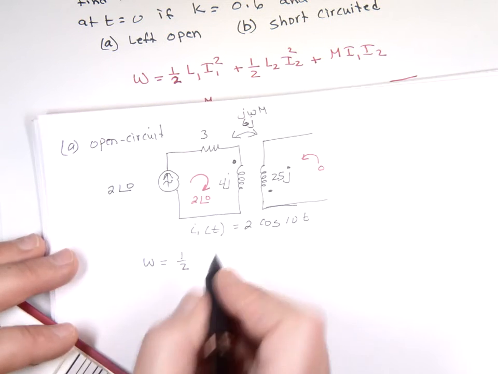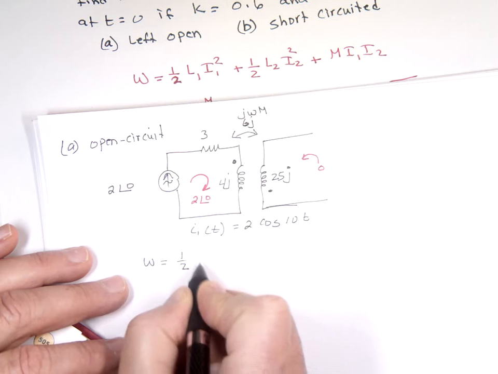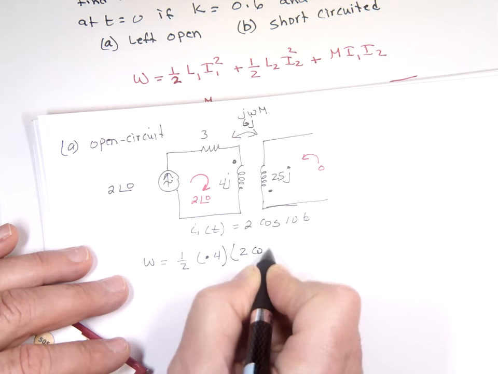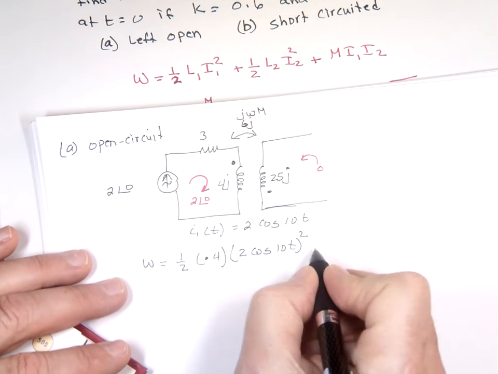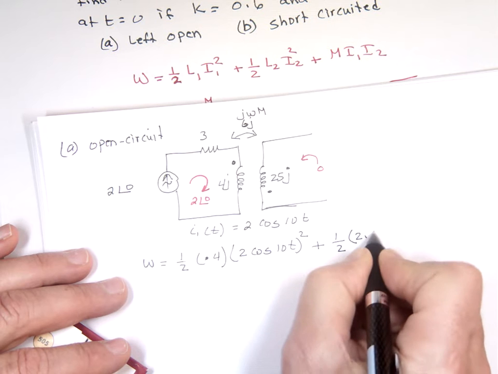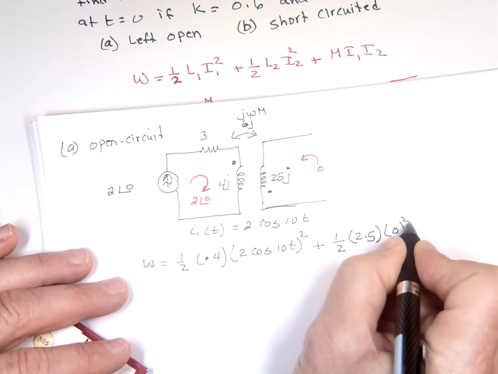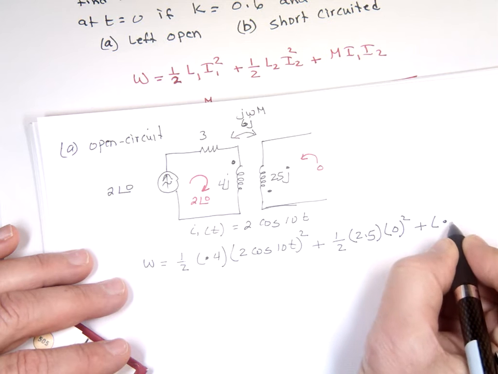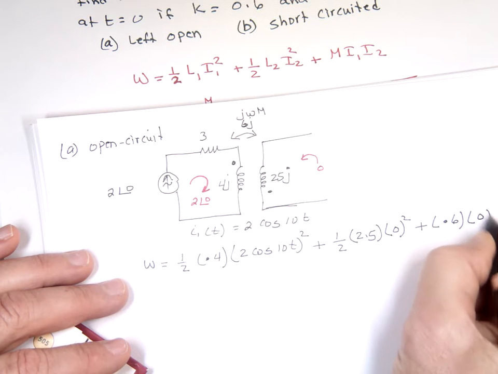So it's going to be 1/2 times L1. L1 is what? 0.4 times 2 cosine 10t squared, plus 1/2 L2. L2 happens to be what? 2.5 times the current I sub 2 squared, which is 0, plus the mutual inductance, which is what? 0.6 times the current, which is 0, and you square it.